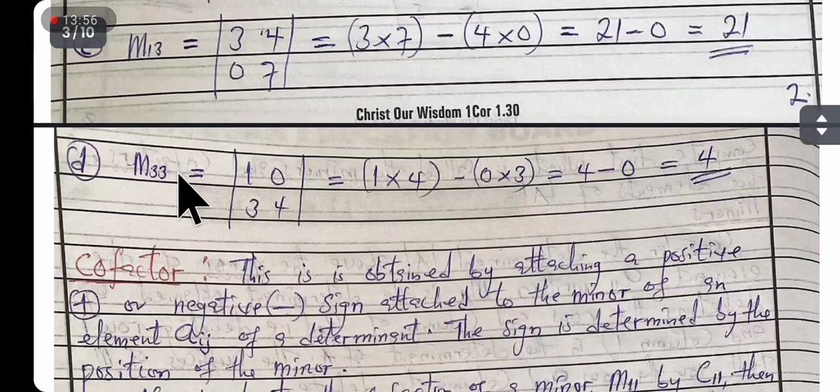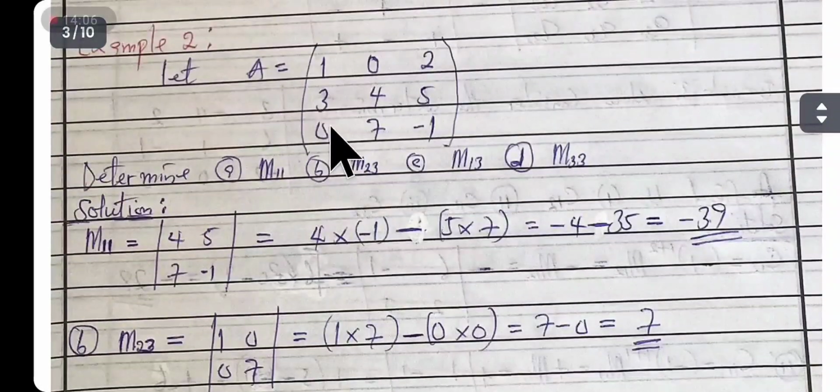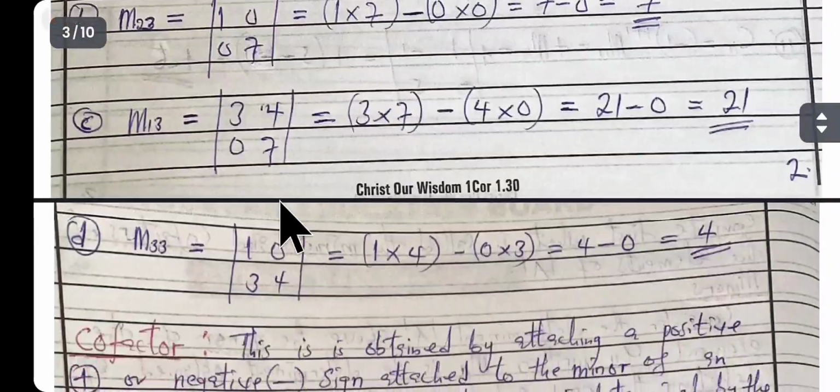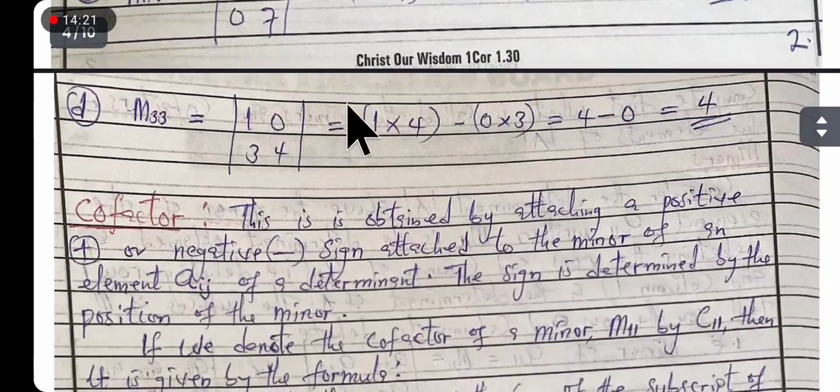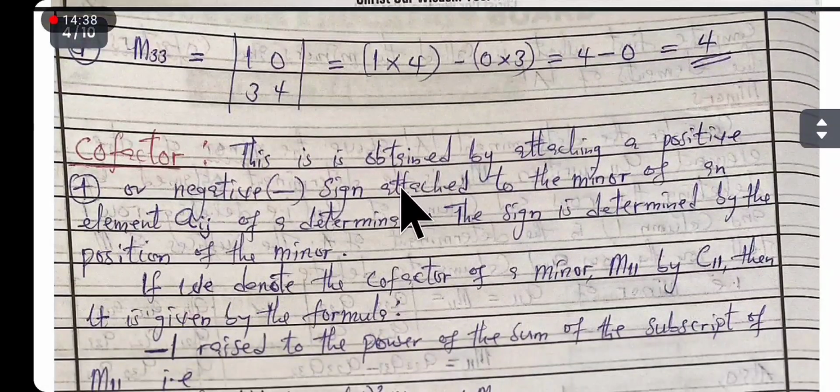So also, look at this, M33. M33 is deleting row 3 and column 3. This is the third row, and then this is column 3. So we are left with 1 0 3 4. This is going to be equal to 1 times 4 minus 0 times 3. 1 times 4 is 4, and 0 times 3 is 0. 4 minus 0 is 4. Now that is how to get a minor.